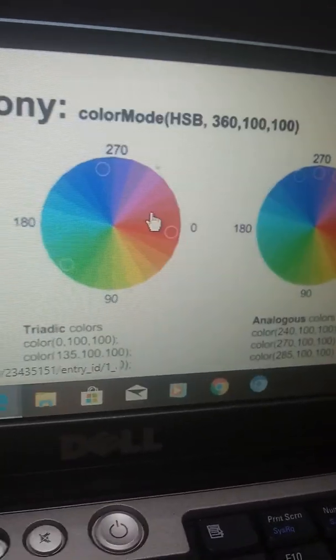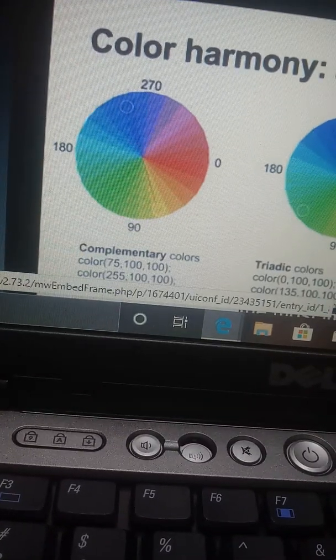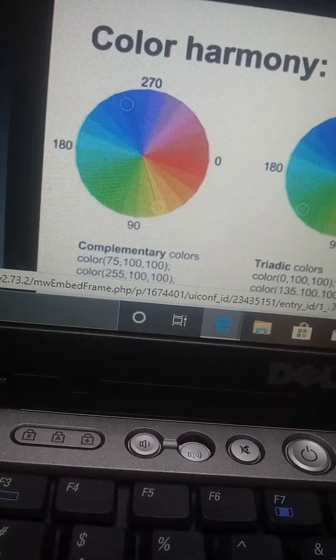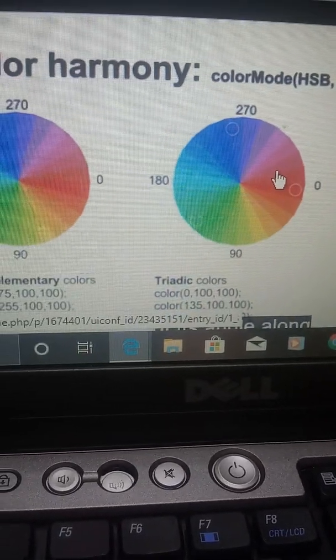Notice that once we add numerical values around our circle, the most important value to look at is that first parameter to the color function. That parameter represents the hue, and that hue is a representation of its angle along the color wheel.